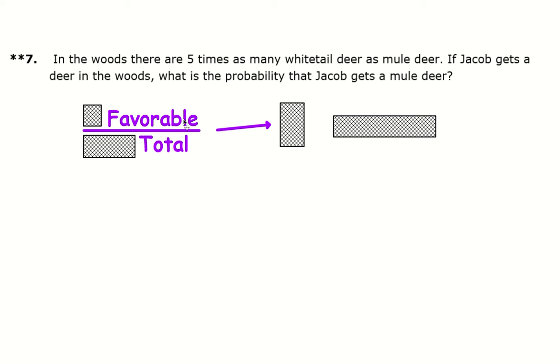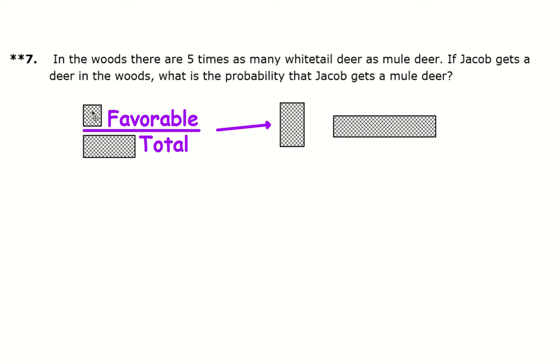If Jacob gets a deer in the woods, what is the probability that Jacob gets a mule deer? How do we set up this fraction just going off of how they said that there are 5 times as many white-tailed deer as mule deer? So there's fewer mule deer. There's 5 times as many. What are we going to do here?